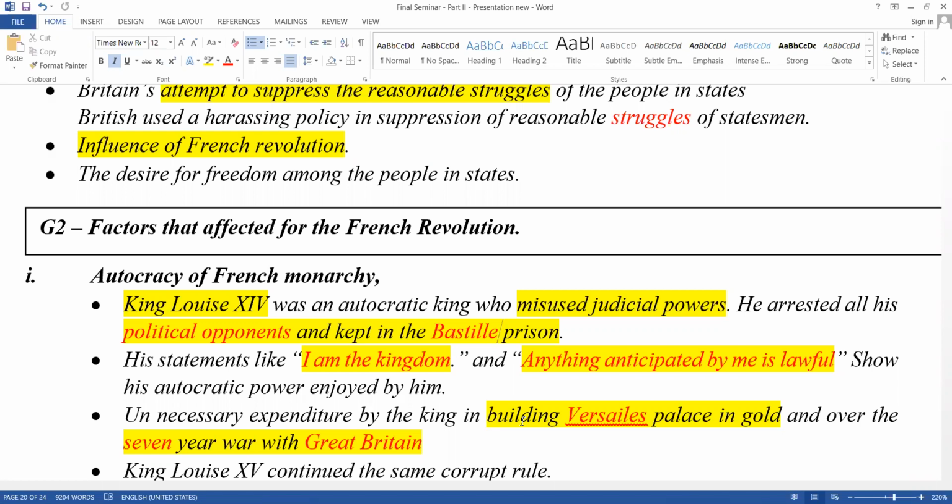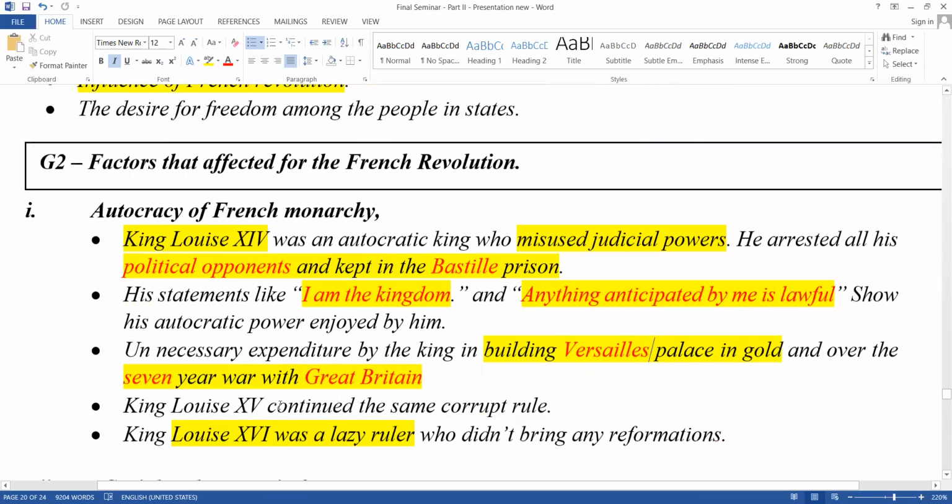He set the background for the revolution. He was the initial person who started this autocracy in France. And he built Versailles Palace in gold, spending such a lot of money unnecessarily for his comfort. He even fought a war, the Seven Years' War, an unnecessary war for supremacy.